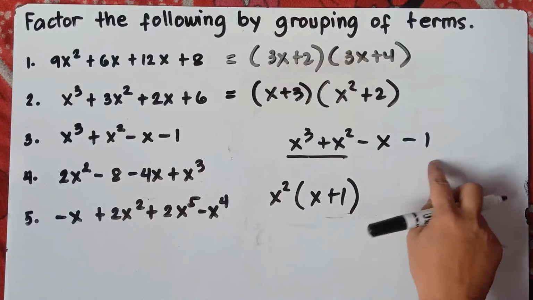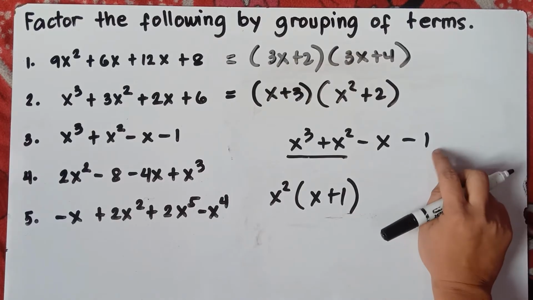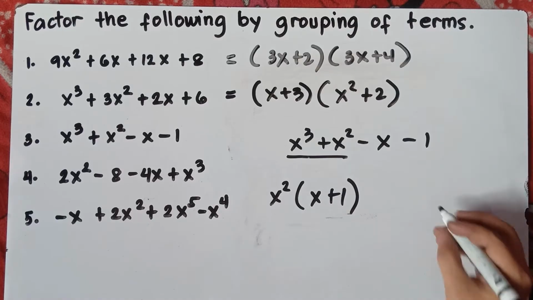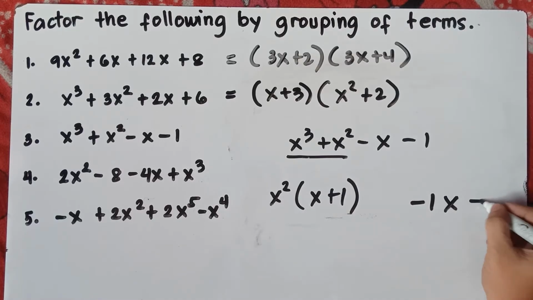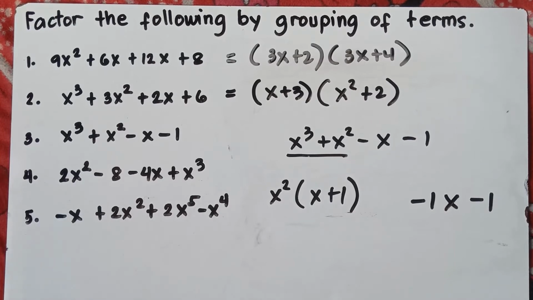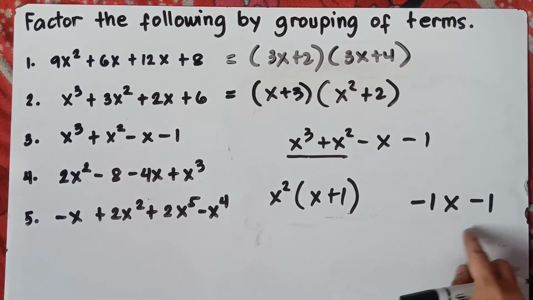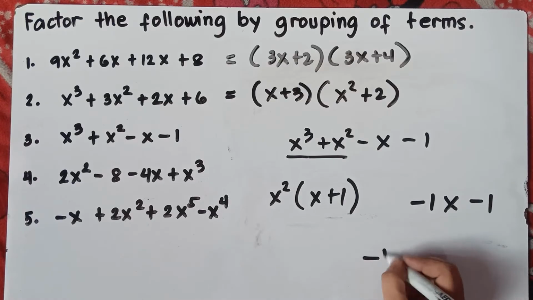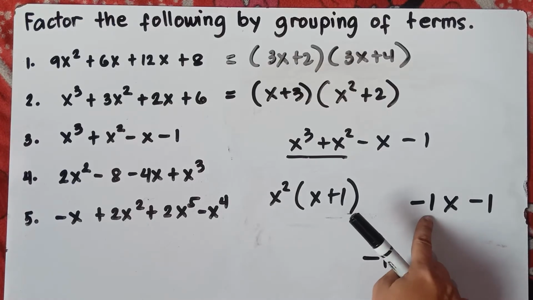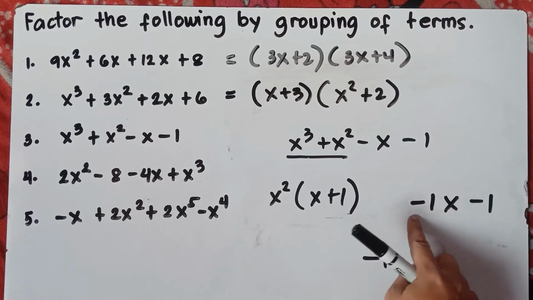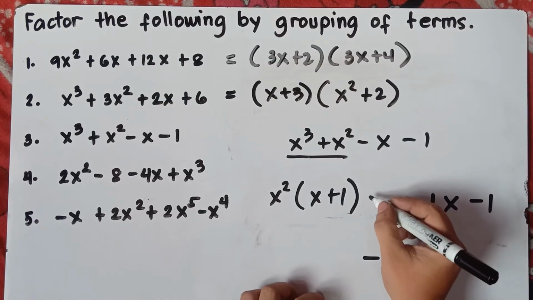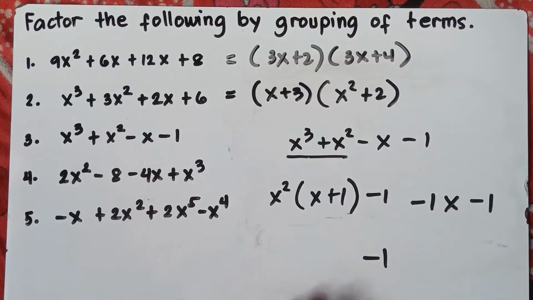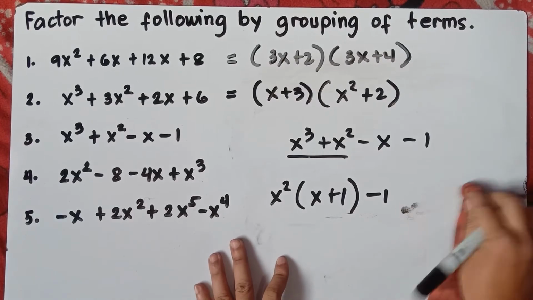So what would be the greatest common factor? Once again, this one here doesn't contain x. This negative 1 doesn't contain x. So we have negative 1x minus 1. So what would be the greatest common factor, class, of negative 1x and minus 1? Of course, that would be negative 1, right? We can factor this out by negative 1. So copy negative 1.